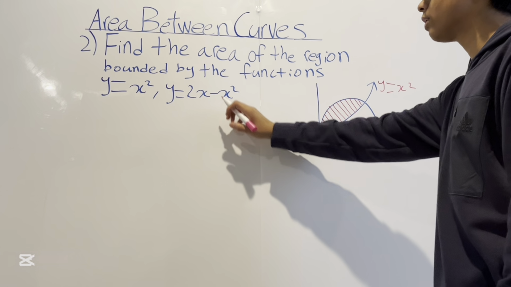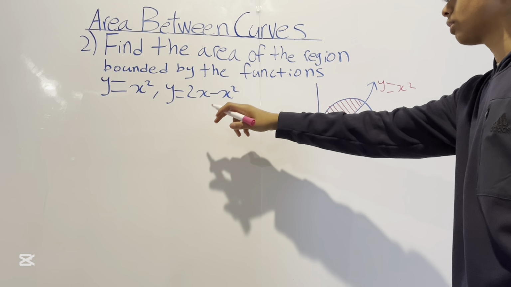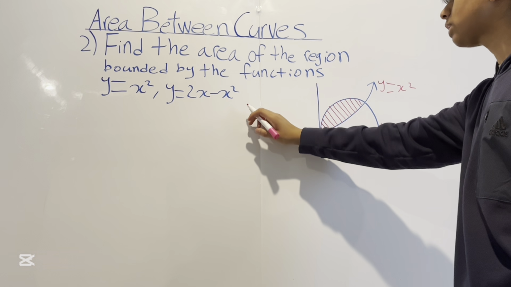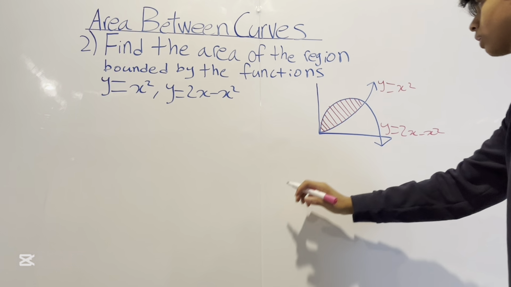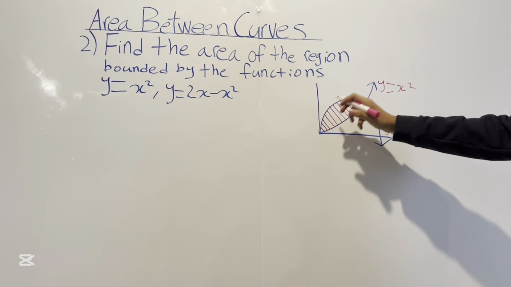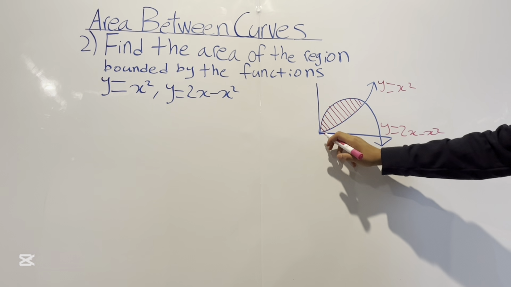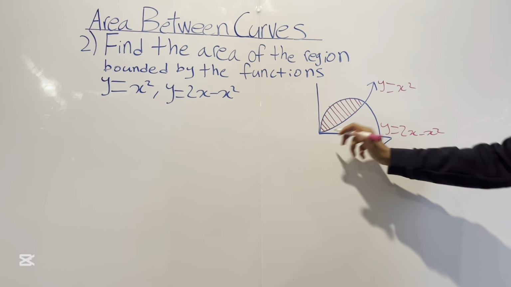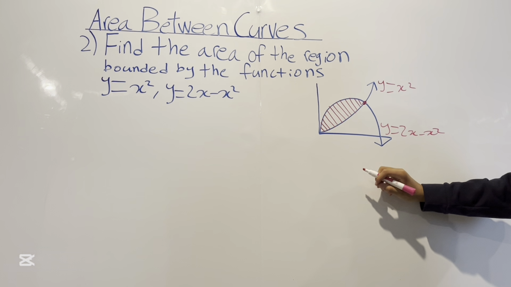Question 2: find the area of the region bounded by the functions y equals x squared and y equals 2x minus x squared. So this time they didn't give us bounds, and we have to figure them out ourselves. So we see here y equals x squared and y equals 2x minus x squared just in the first quadrant, and we see that they both meet at 0. So we need to find what this other point is, so we have the second bound for the integration.